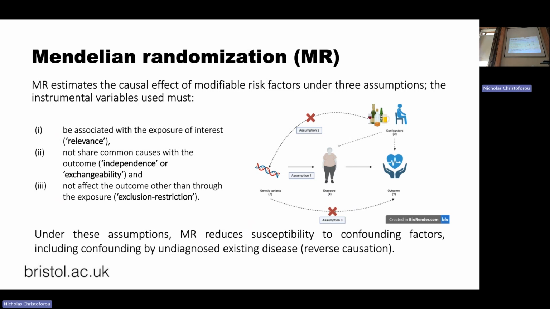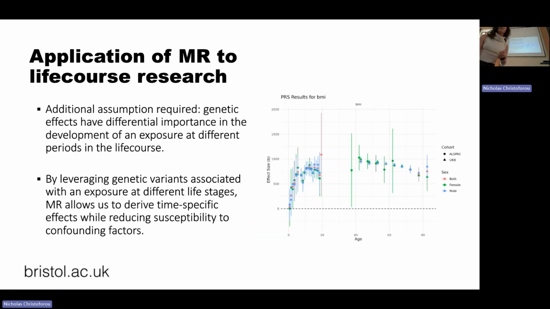But the genetic variants we use need to be strongly associated with the exposure of interest, not share a common cause with the outcome under investigation, and not affect the outcome other than via the exposure that we're interested in. And so when we use genetic variants as these instruments, we're able to reduce susceptibility to unmeasured confounding factors, including confounding by undiagnosed disease, which we often refer to as reverse causation.